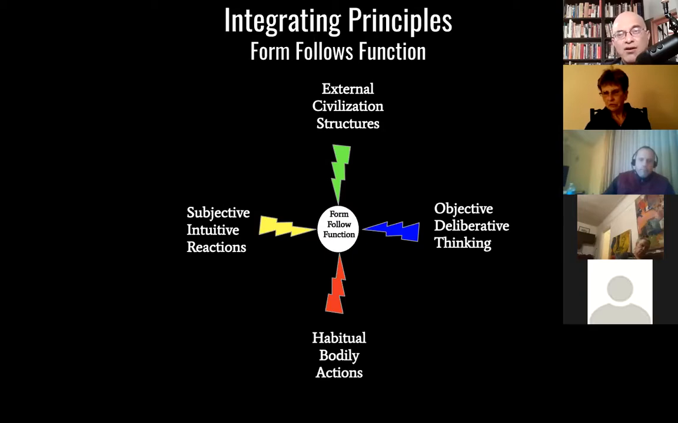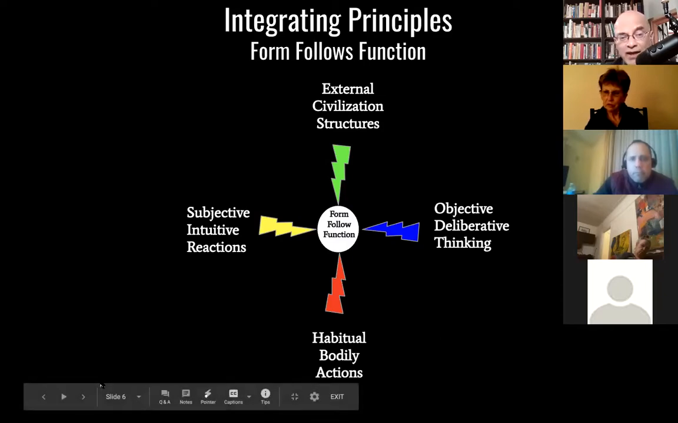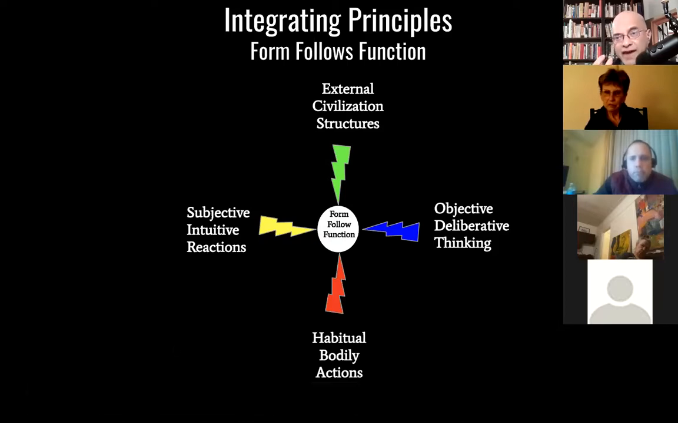What is the place of intuition in human life? What is the place of action in human life? What do the structures of civilization give us? What is the role of deliberative thinking in human life? And use it in the right way, in the right structure, in the right combination. So it's a way of looking at these functions and saying, are they in the right place? Are they being connected properly? Are they being engaged when they need to be engaged? And that's what principles provide.